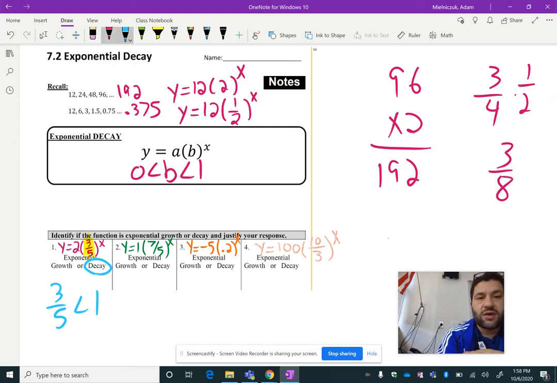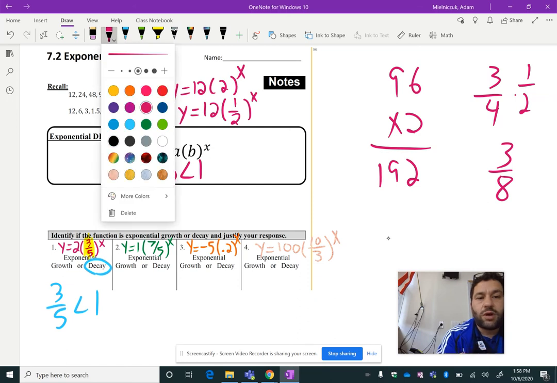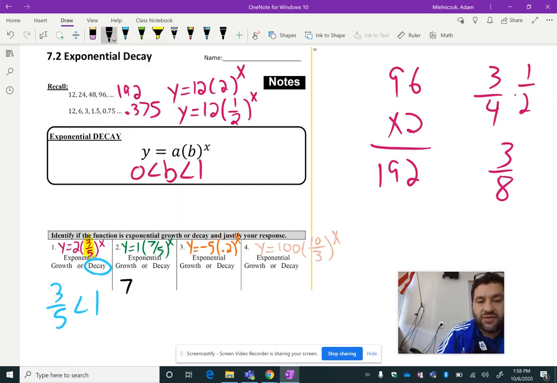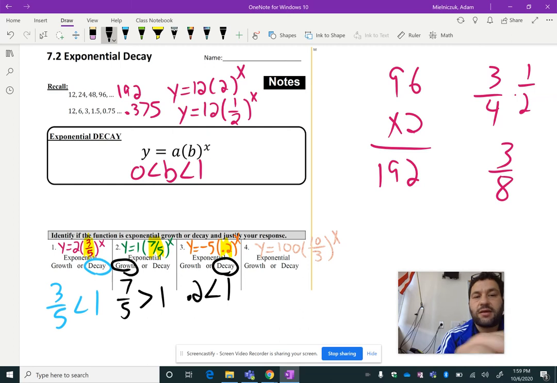All right, well, let's look at the second one. In the second one, we see that we have 7/5. Okay, so we're focusing on our growth factor. And we see that 7/5 is greater than 1. So here we'd have growth. Let's take a look at the third one. We're focusing on our 0.2. 0.2 is less than 1, so that's decay. And then for our last one, our focus is on 10/3. And we see here that 10/3 is greater than 1, so we have growth.